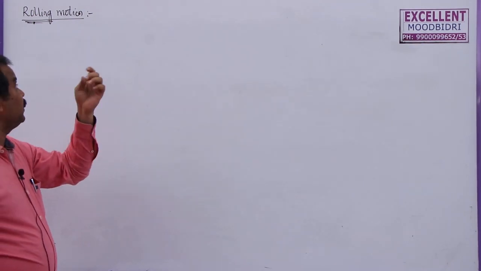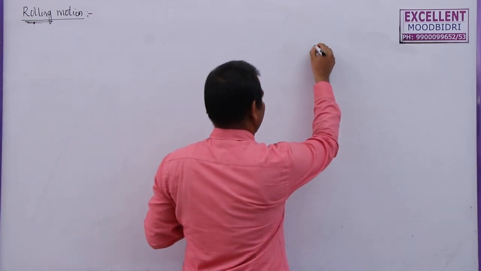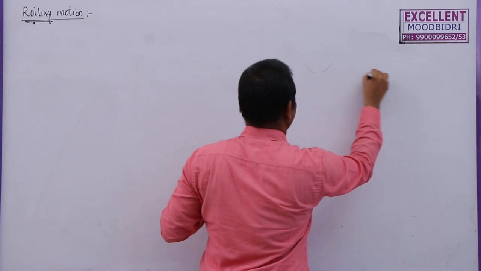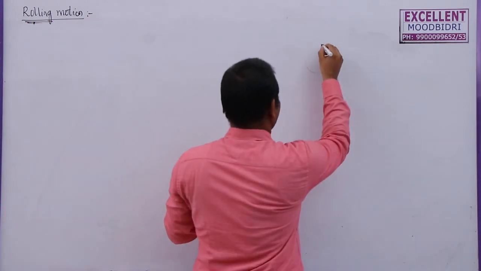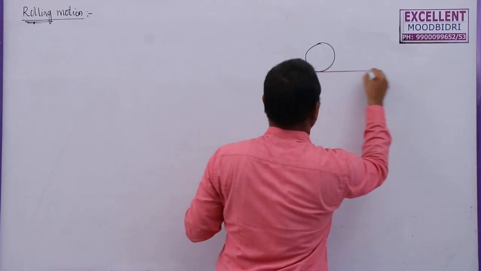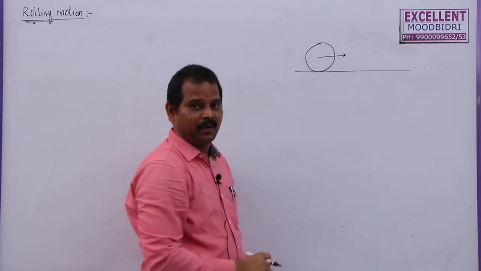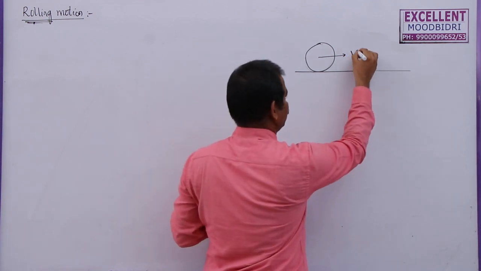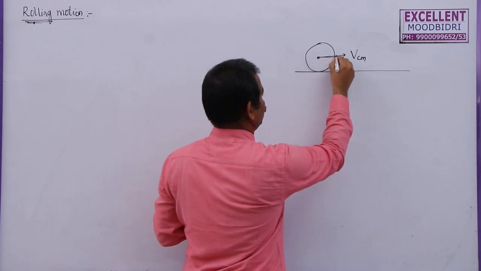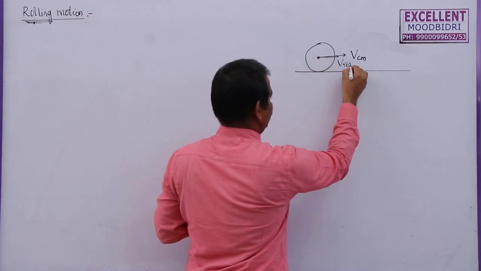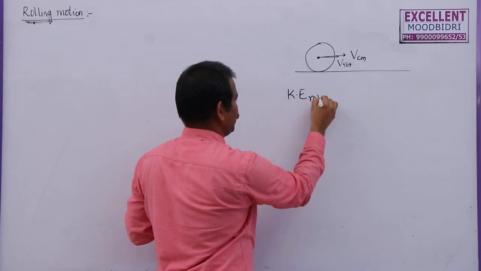How to find the kinetic energy of a rolling body? Now, if a body is rolling on a surface, just now we discussed that it will have two types of velocities. One is velocity due to translatory motion and the other is velocity due to rotational motion. So what is the total kinetic energy of a body in rolling?